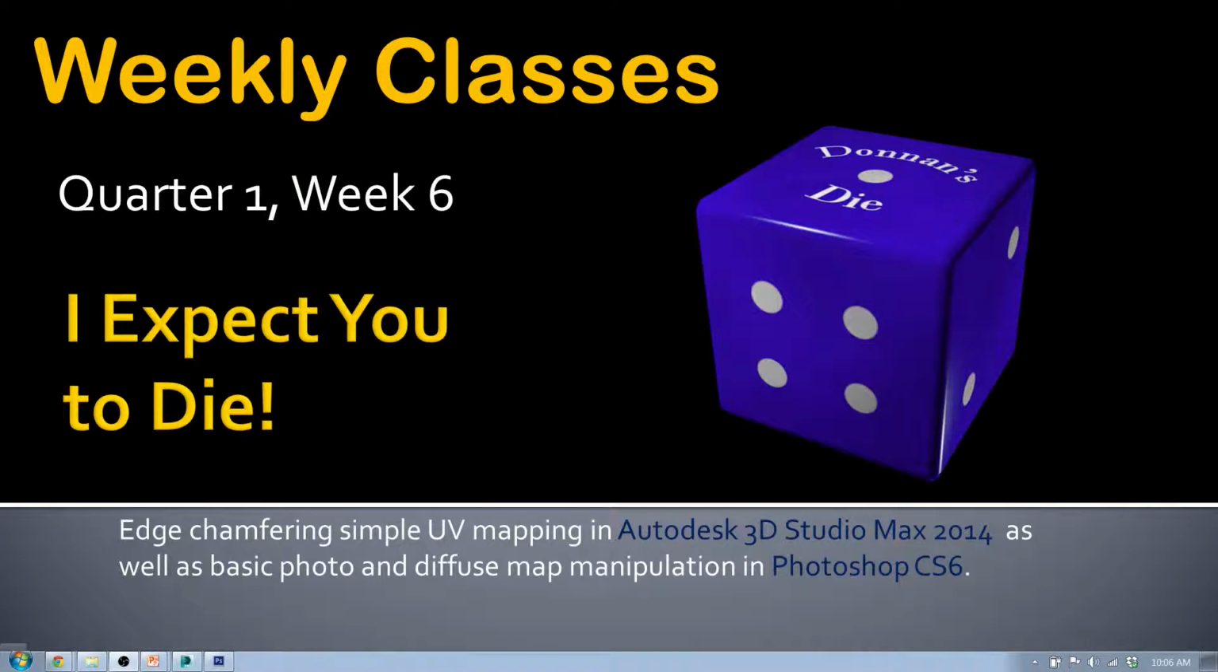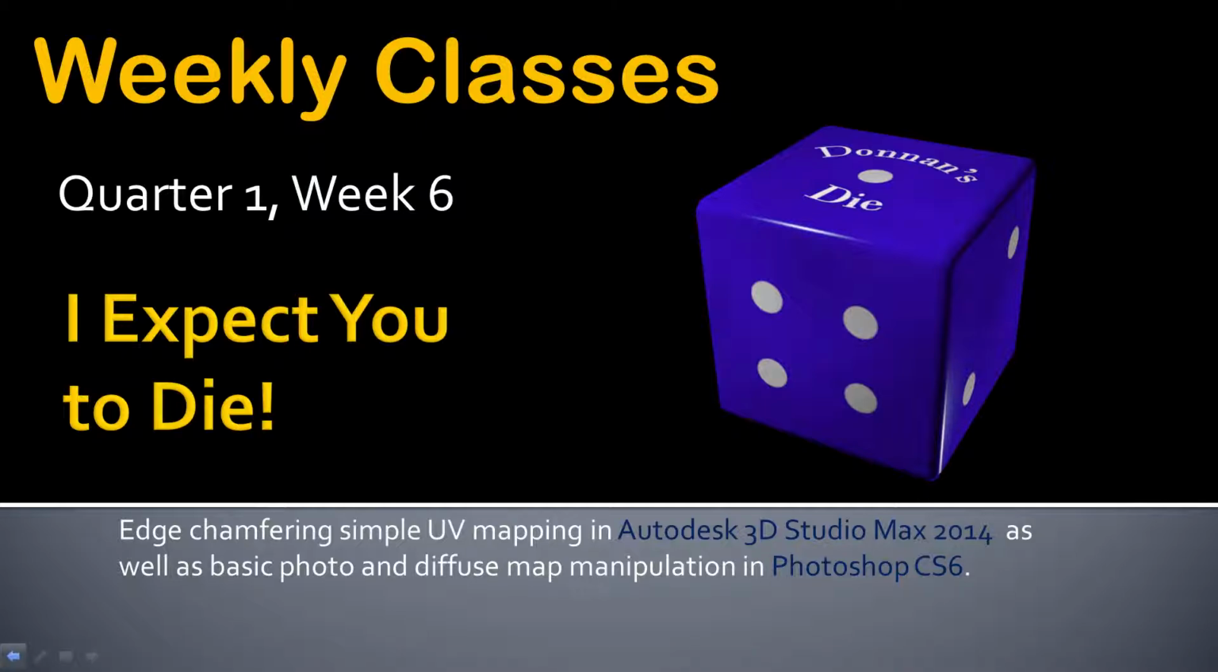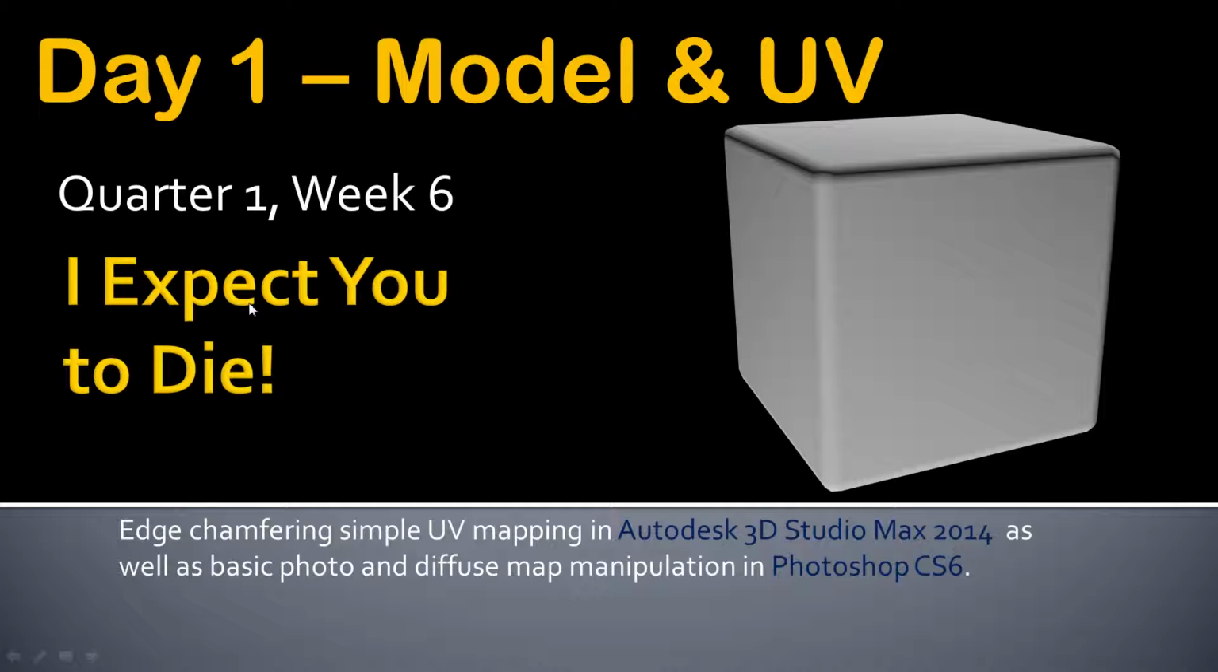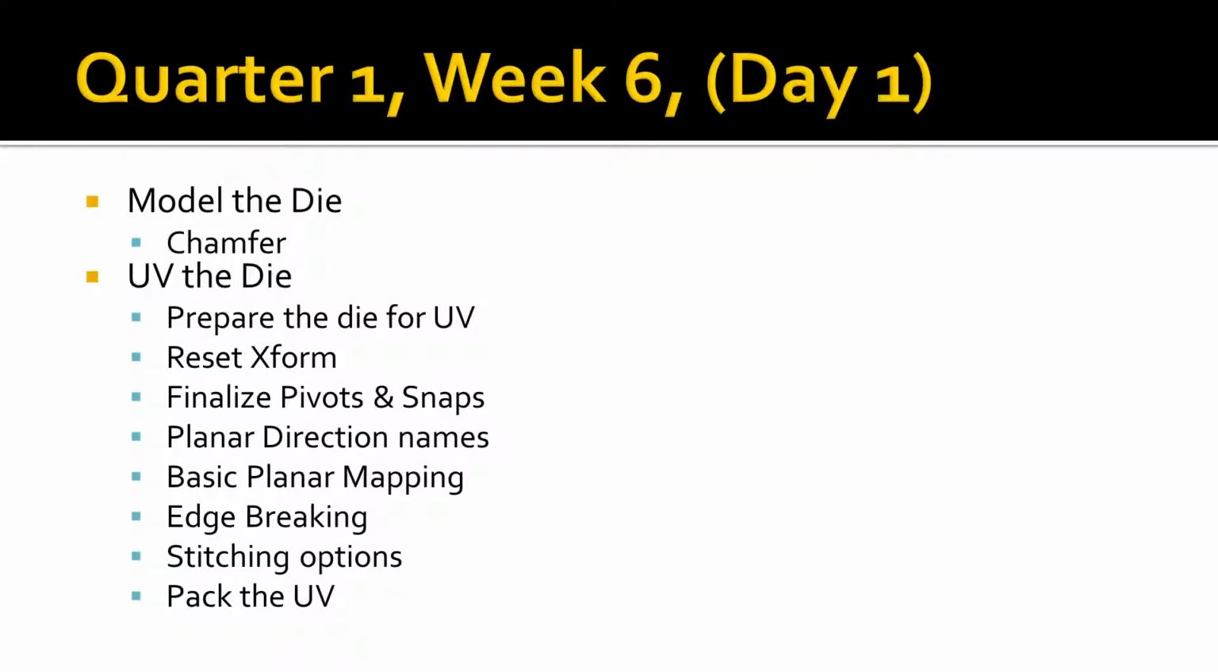Today, we're going to first quickly review what we've done so far. So day 1, we modeled and UV'd everything. We basically just chamfered it. Then we went into the UVing process. We reset the transforms like we always should before every time we unwrap stuff. We finalized pivots, we talked about planar direction names, we went through our basic planar mapping systems, we broke some edges, stitched them back together, and then we packed the UV and exported that UV out for use in Photoshop.